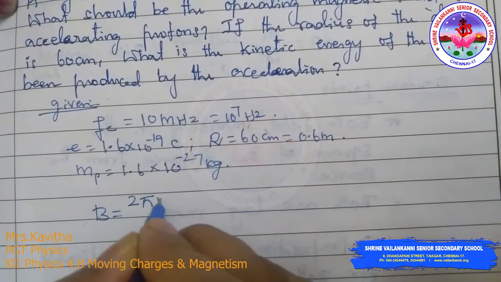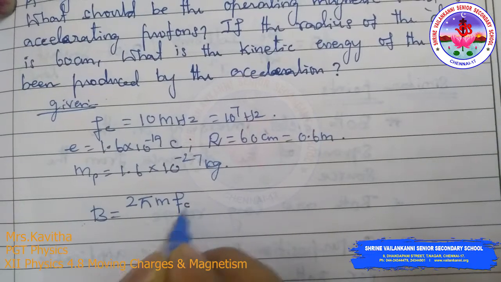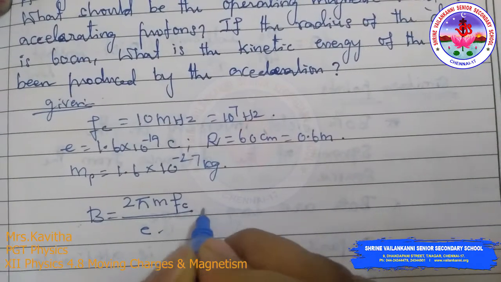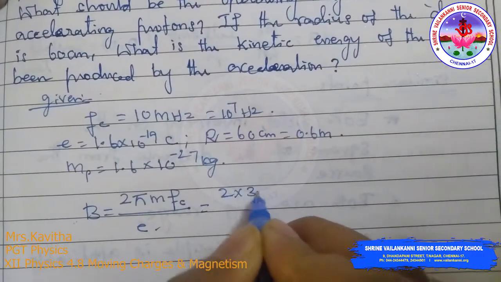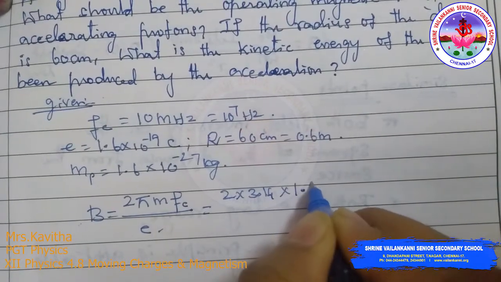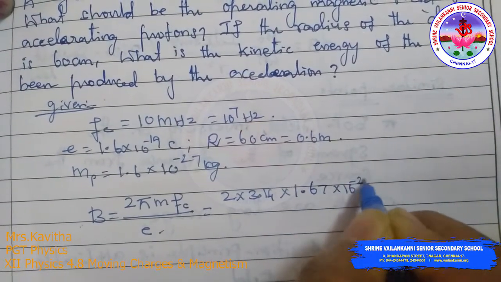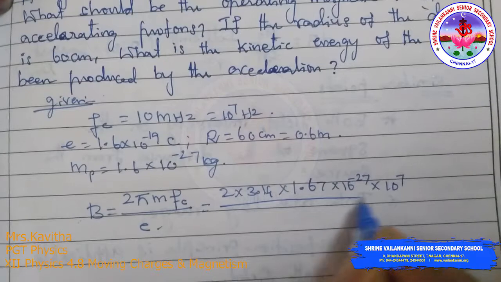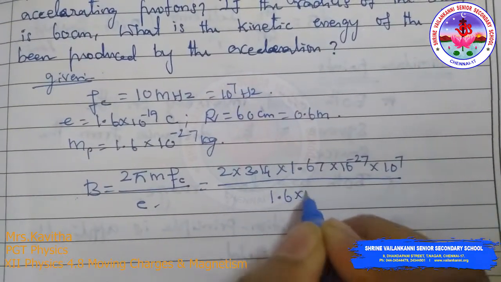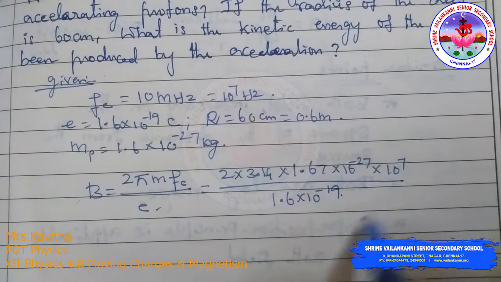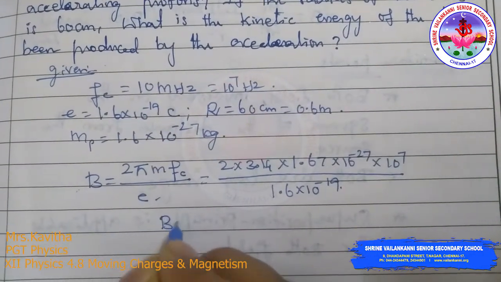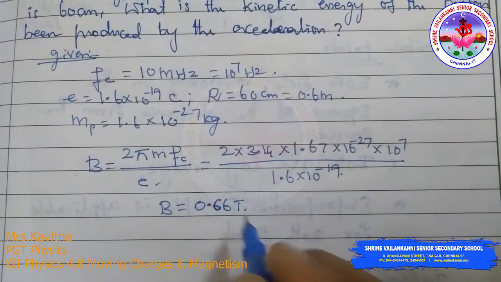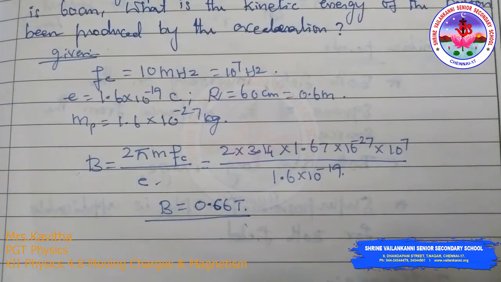2 pi m times the cyclotron frequency divided by e, which is equal to 2 into 3.14 into 1.67 into 10 power minus 27, that is the proton mass, into 10 power 7, whole divided by 1.6 into 10 power minus 19. When you simplify this, you will get B, which is equal to 0.66 Tesla.